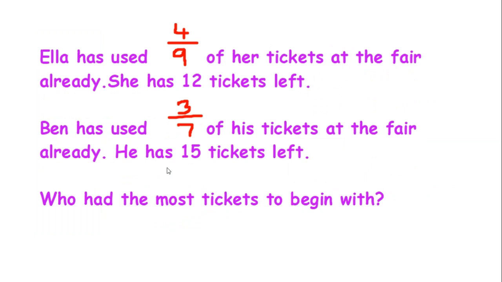Ella has used 4/9 of her tickets at the fair already. She has 12 tickets left. Ben has used 3/7 of his tickets at the fair. He has 15 tickets left. Who had the most tickets to begin with?